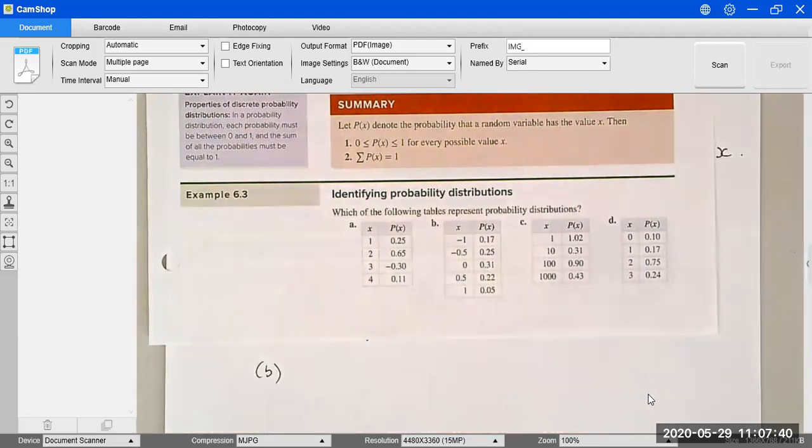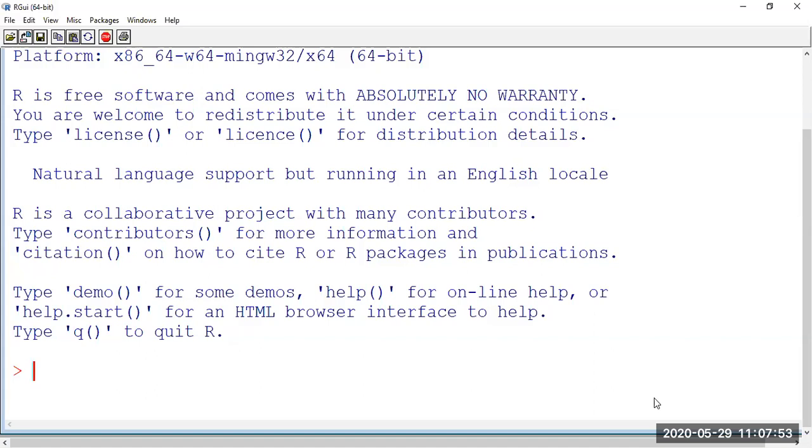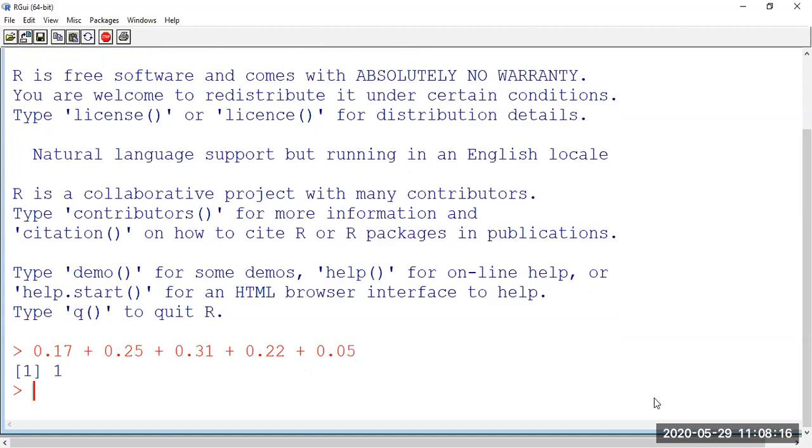So the only thing that we need to check is that the sum of these 5 values is pretty close to 1. So let's do that. We can use our calculator, or you can use your R console. I'm going to add up the probabilities. So I have 0.17, 0.25, then 0.31, then I have 0.22, and finally 0.05. So we get 1.